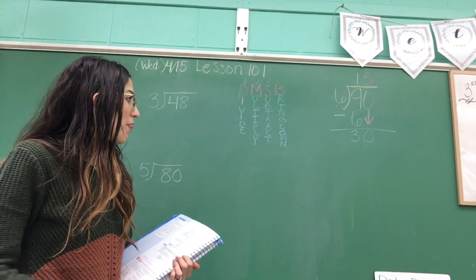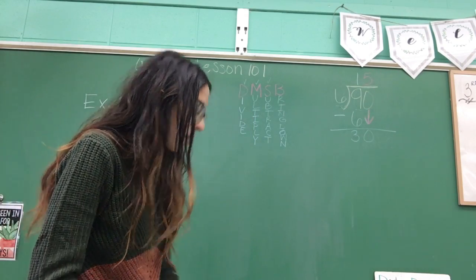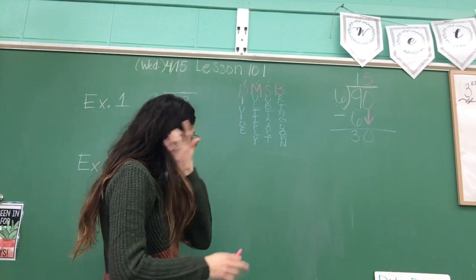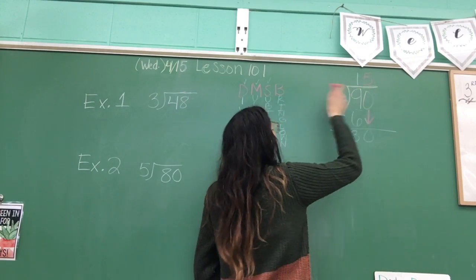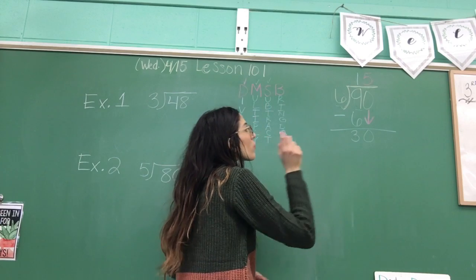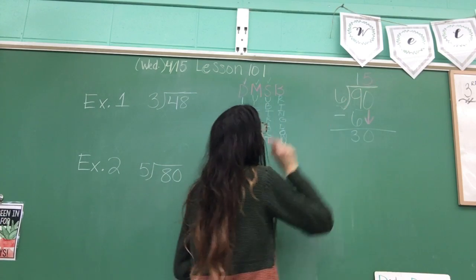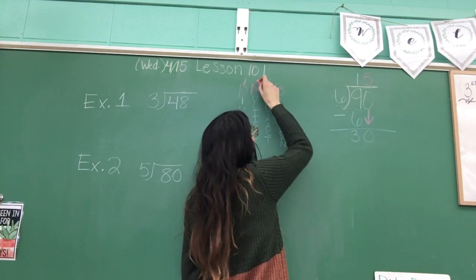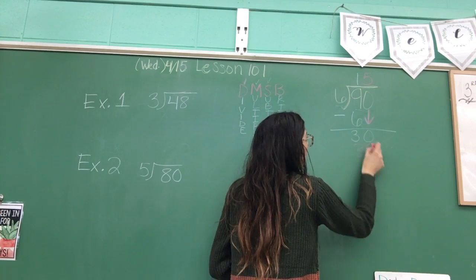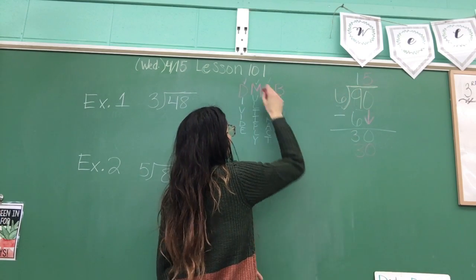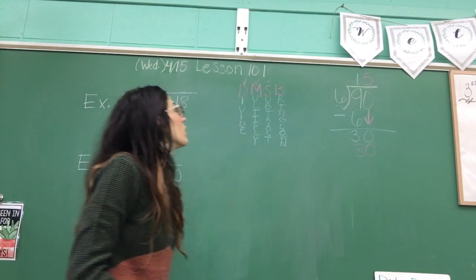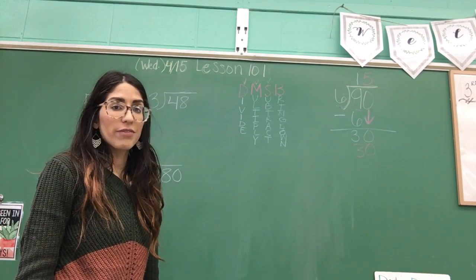Okay? And then we multiply. So we just divided. Then we multiply. 5 times 6 is 30. So we're going to put 5 times 6 is 30. So we just multiplied. Okay? All right. Does everyone see that so far?